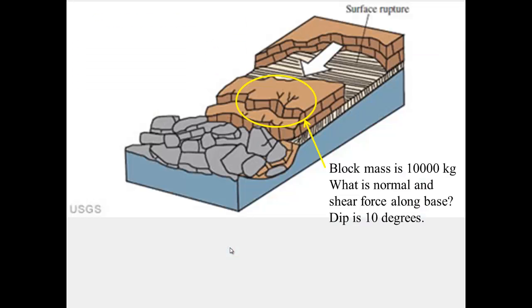So let's apply this a little bit more to a geological example. Here's a landslide, and it's a mass of rock that's sliding on some kind of more resistant interface. We have this 10,000 kilogram block of rock, and we want to know what the normal and shear forces are along the base given the 10-degree dip. So this is just doing a little bit of trigonometry to determine those components.